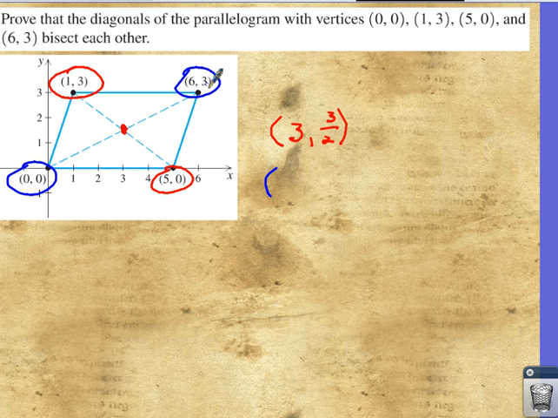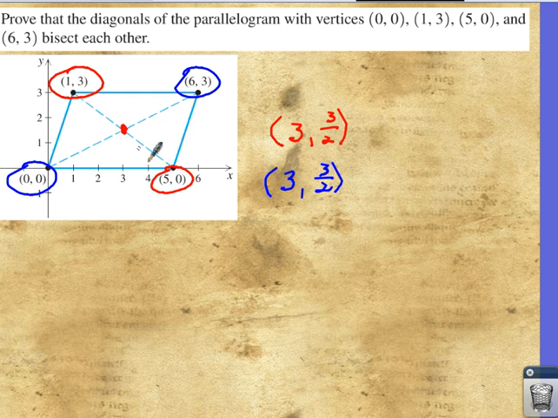I'm sorry, (0, 0) and (6, 3). That is hard to see. (0, 0) and (6, 3). So add your x's and you get 6 divided by 2, you get 3. 0 and 3, again, add, you get 3 divided by 2. It's the same midpoint. Okay.